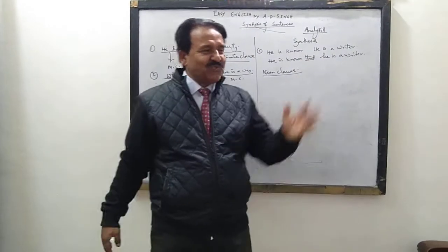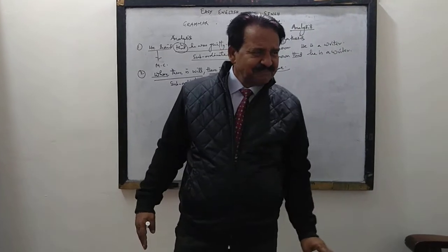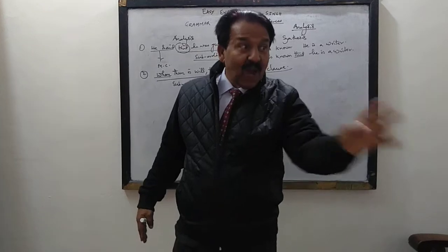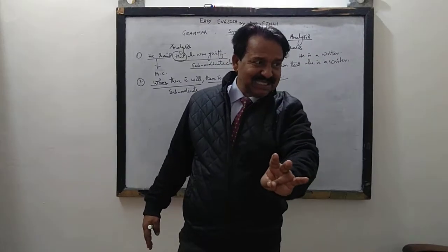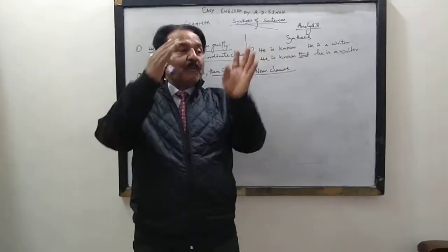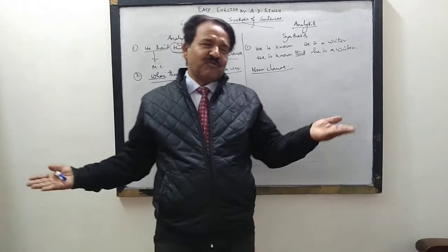Let us revise once again. A noun can be a subject in a sentence. A noun can be an object to a verb in a sentence. A noun can be a complement. A noun can be an object to a preposition. Obviously, there are 4 functions.